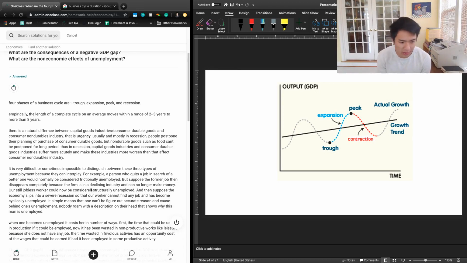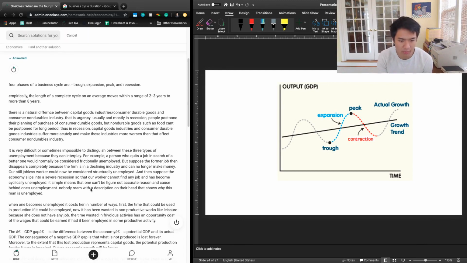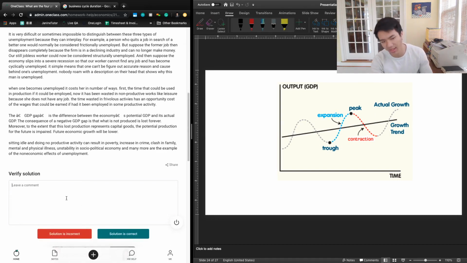So they said that when one becomes unemployed, it costs them in a number of ways. The time that could be used in production, if they could be employed, now has been wasted in non-productive work like leisure because people don't have a job. The time wasted in frivolous activities is an opportunity cost of wages that could be earned if they had been employed in some productive activity. So I think that's hitting on some of the points we talked about, but there's other reasons.